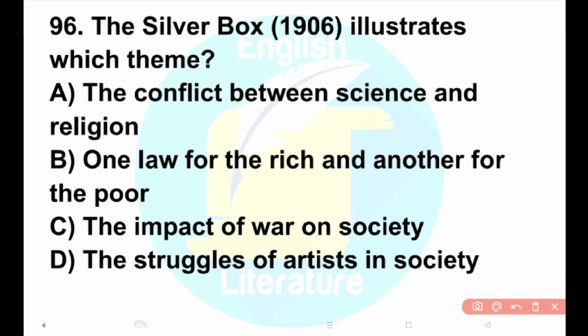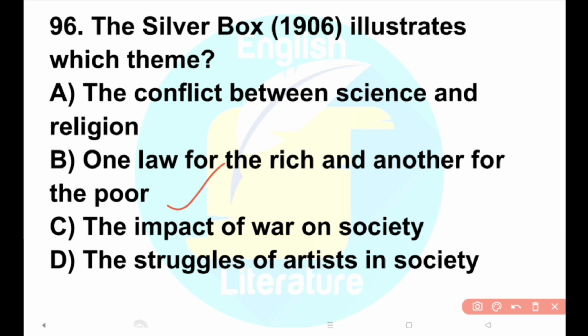The Silver Box, 1906, illustrates which theme? Option B, one law for the rich and another for the poor. The play contrasts the legal outcomes for a wealthy man's son and a poor woman's husband over a stolen silver box, exposing class-based injustice.